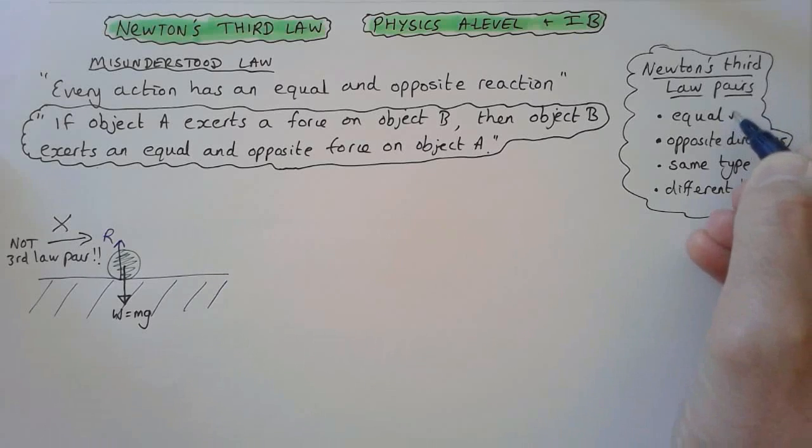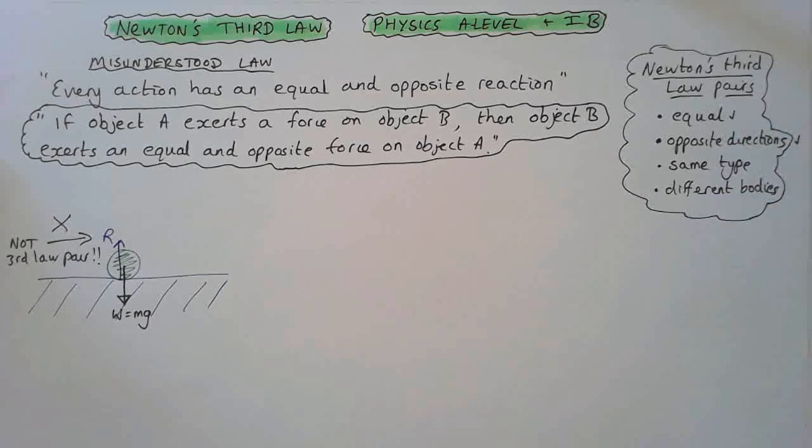So the first two are true, but they're not of the same type. The weight is a gravitational force, but the reaction force isn't. What type of force is it? Well, for now we'll just call it a contact force. And of course they're not acting on different bodies. They're both acting on the ball. The weight is the gravitational pull of the Earth on the ball, and the reaction is the push of the Earth on the ball. So it only fits 2 out of the 4 criteria.